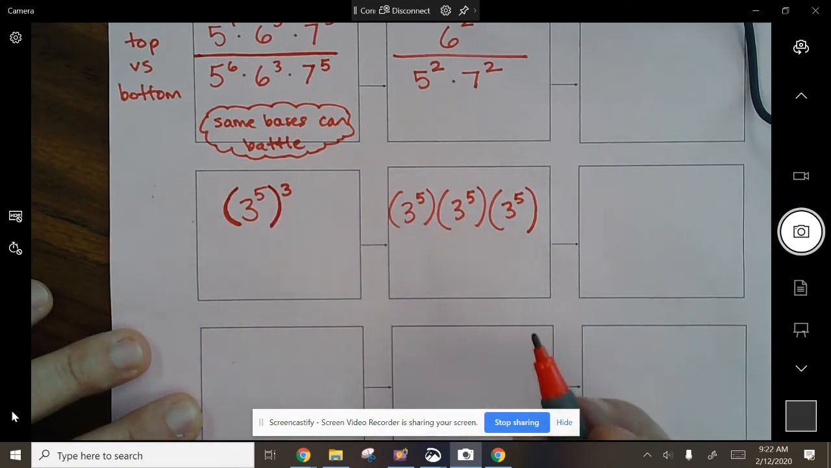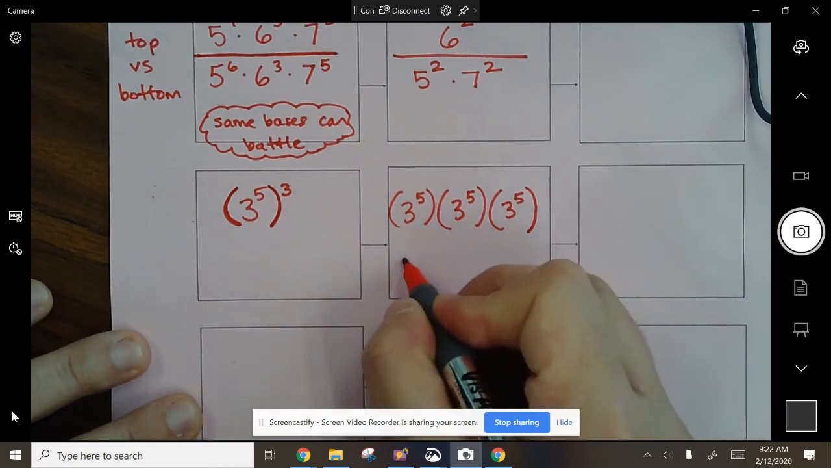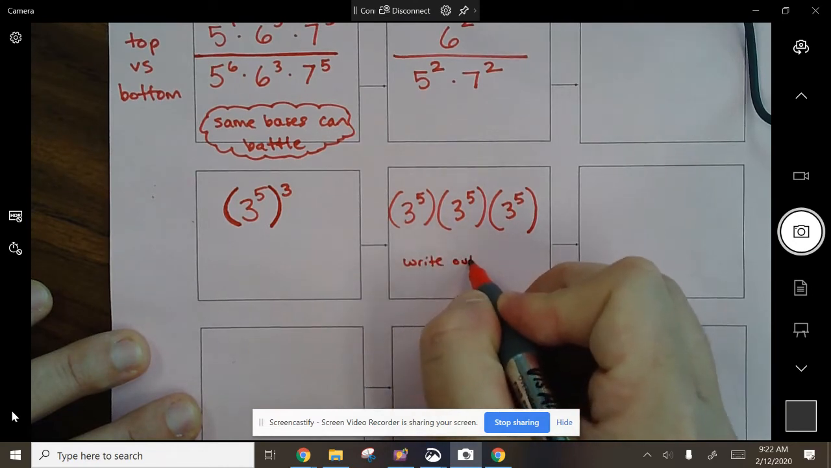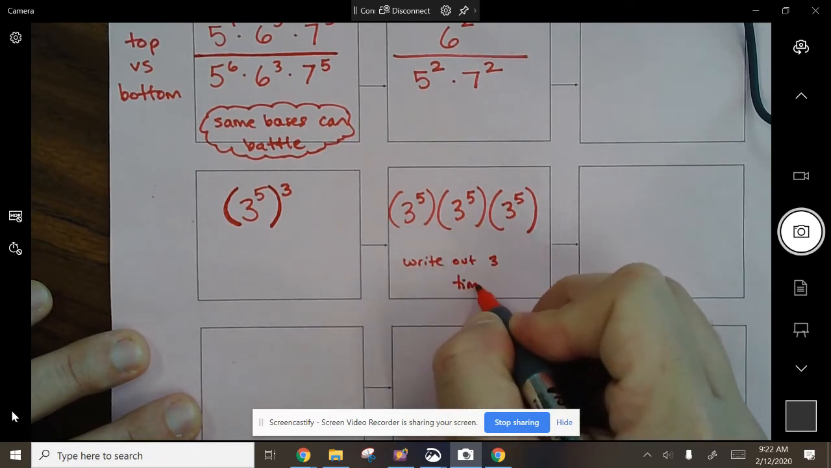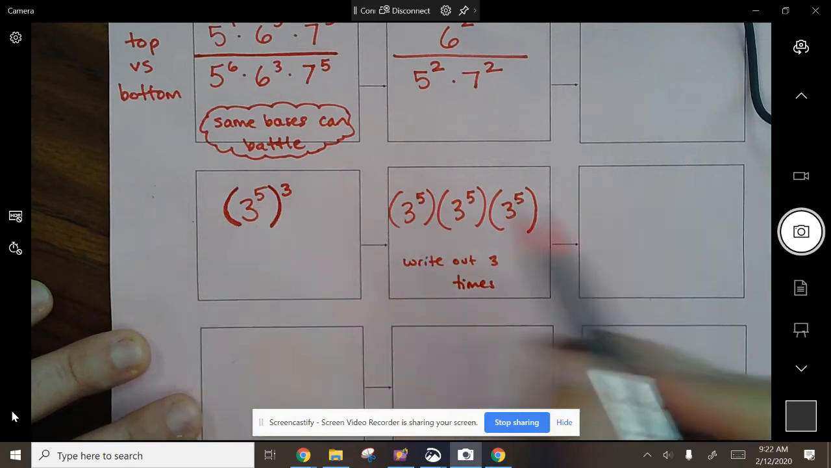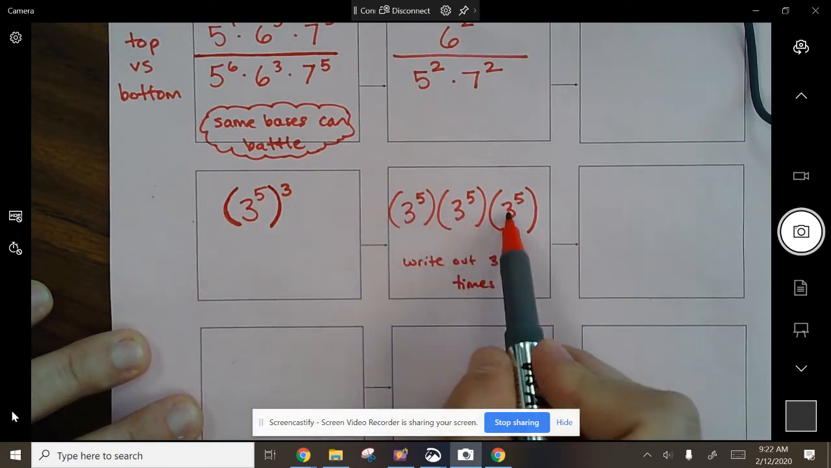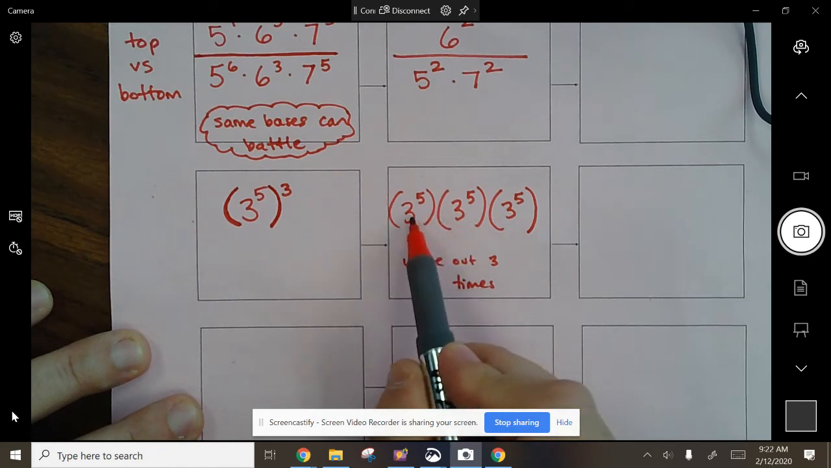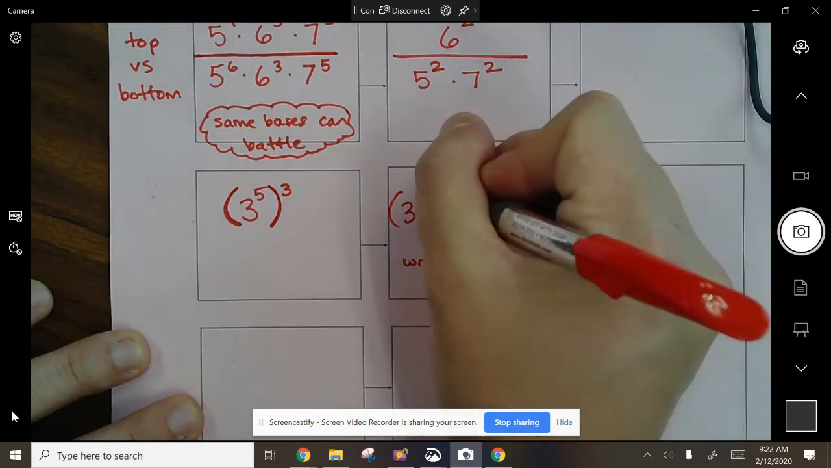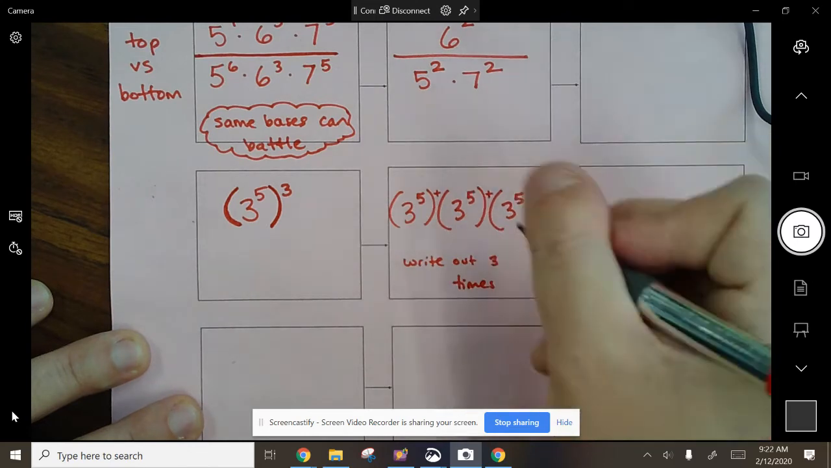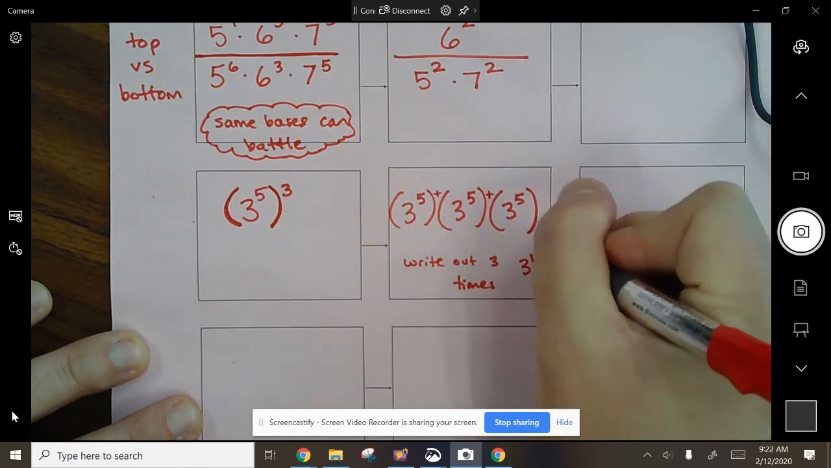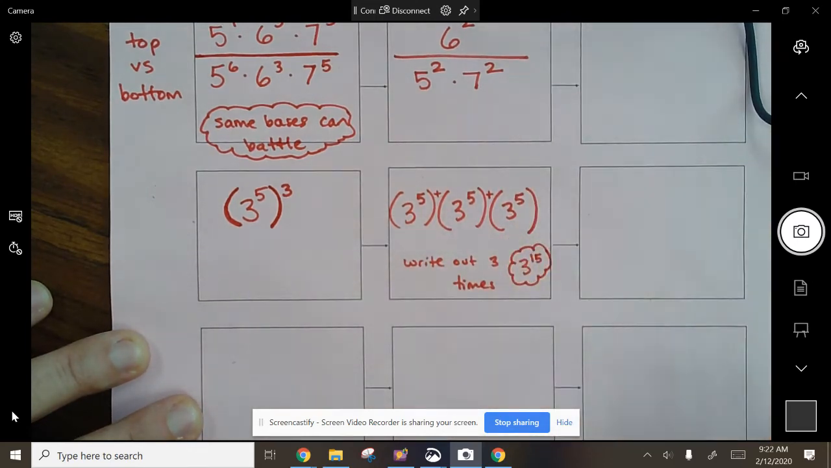All right. Let me write this out. You could write it out. It's almost like we're cloning the parenthesis 3 times. And then if you were to do this math, you have the same bases. You're multiplying. This parenthesis multiply. Same bases. You're going to add your exponents. So your answer would be 3 to the 15th. Okay.